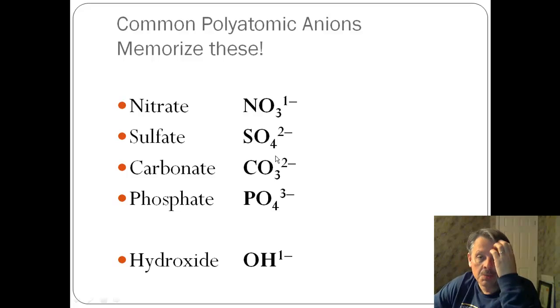So here are some common polyatomic ions, 5 of them. You're going to have a total of 6, so you need to memorize these. Pause the video and write all these down. Okay, so I'm just going to take a couple.